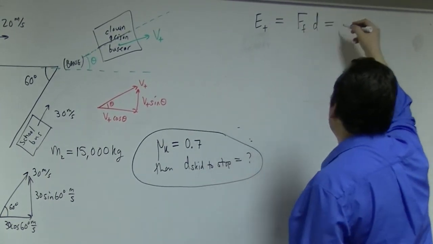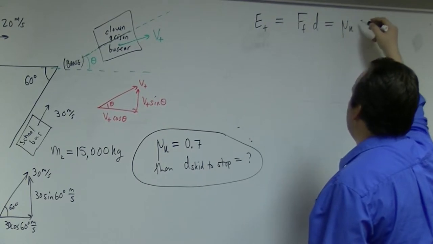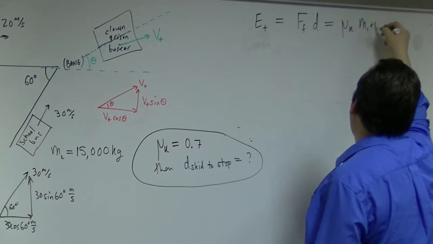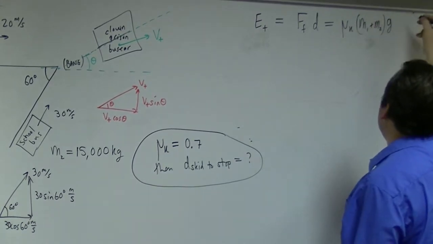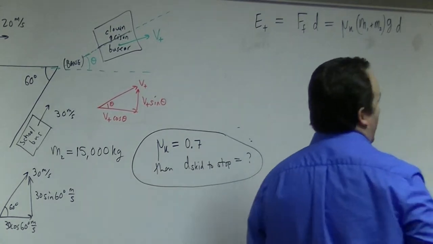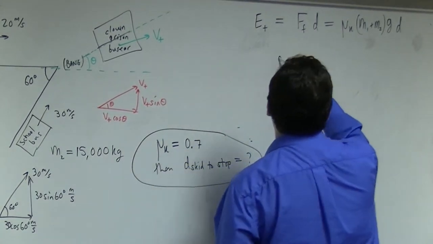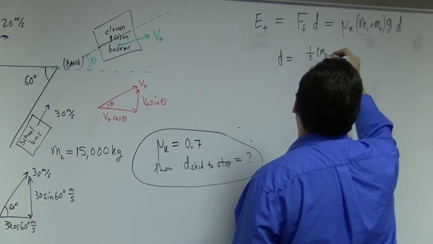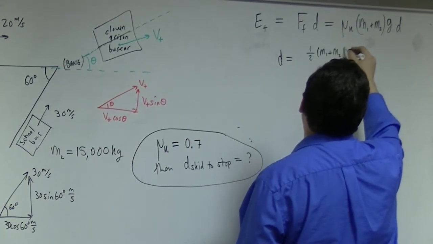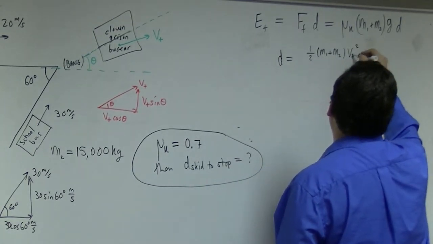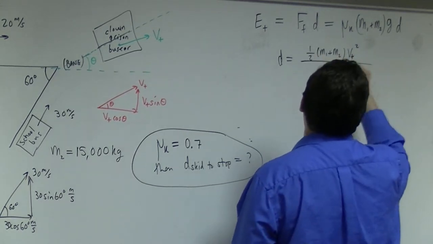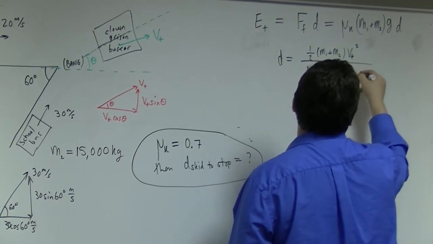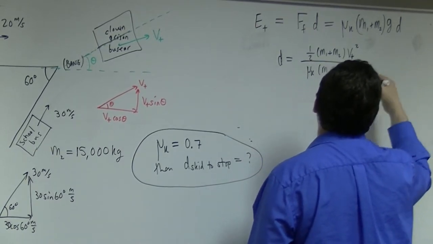Now the force of friction here would just be mu sub k times m1 plus m2, times g, times d. And so you can solve that for d, right? The distance it would skid would be the energy plus, which is kinetic energy. So you get 1/2 (m1 plus m2) d plus squared, that would be the energy. It's all kinetic at the start, right? And I divide by the coefficient of kinetic friction times the weight, which is nice because you notice that the masses cancel, right?